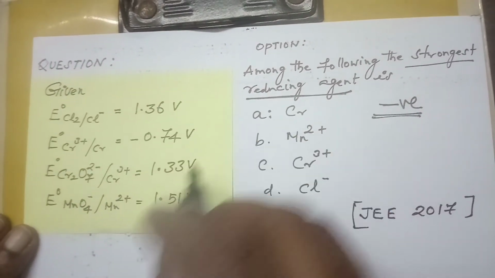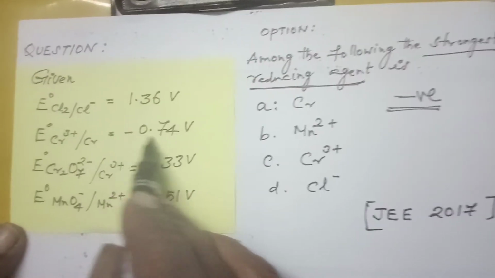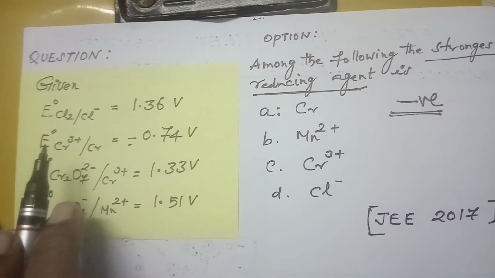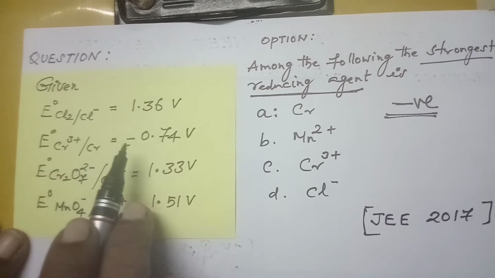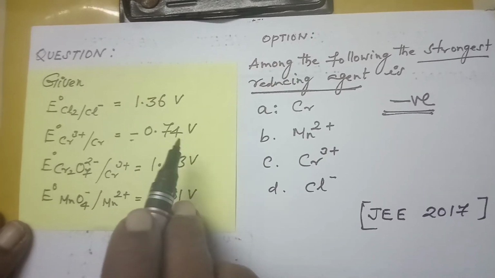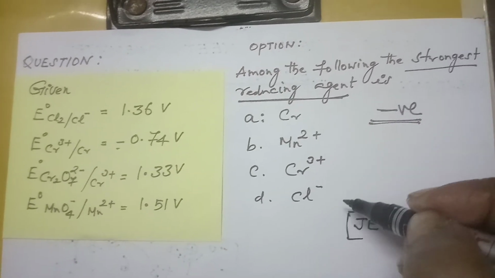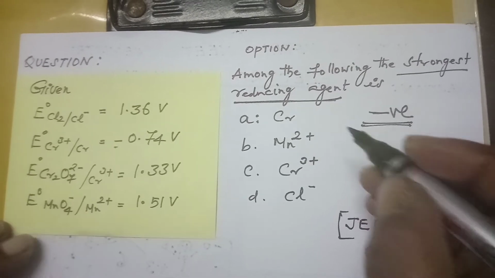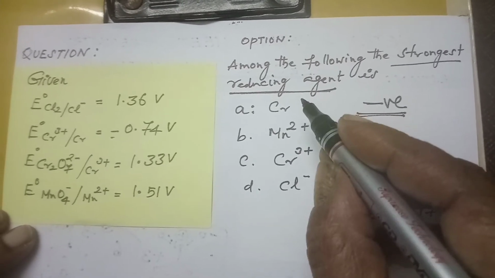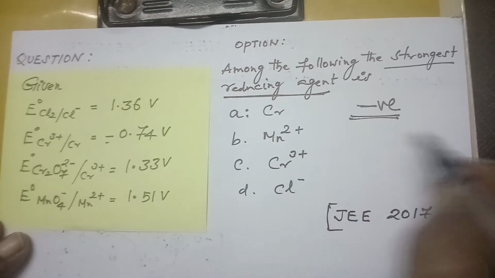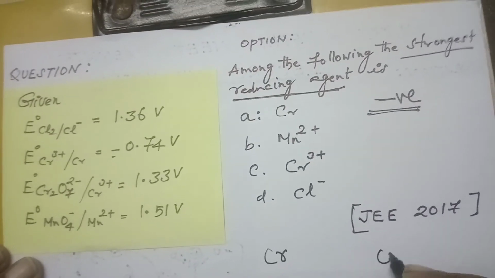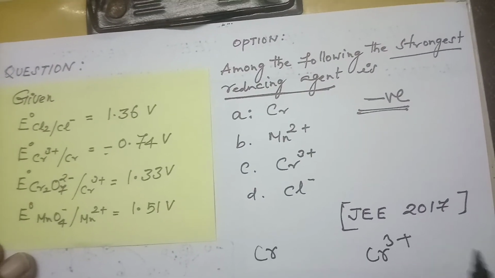By comparing here, you have only one thing: the negative value. What is the negative value? It is your reduction potential. The chromium 3 plus ion is minus 0.74. This is the negative reduction potential. So now let us see the options. Here, two options are available, chromium metal and chromium 3 plus. From that we have to identify whether it is chromium or chromium 3 plus. This is now our question.